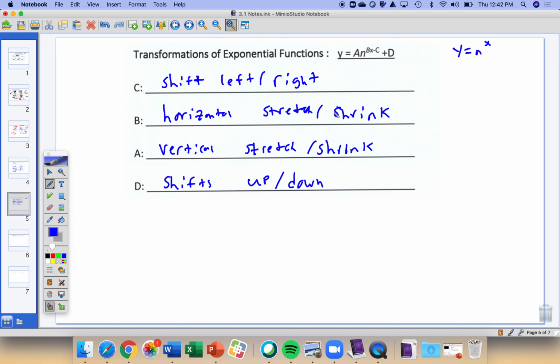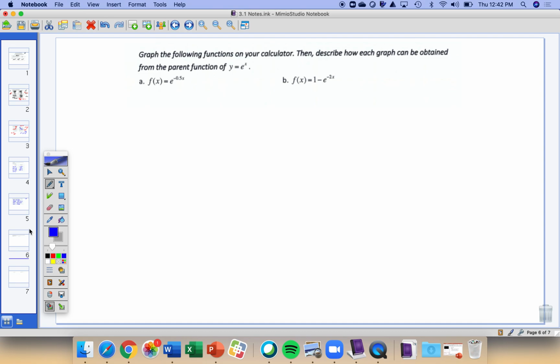So each of these values does something different. And when we're talking about transformations, we talk about it in the order of CBAD. C, B, A, D. So first you do C, then you do B, then you do A, then you do D. CBAD. Let's look at some examples. Here is a function. The parent function we are looking at is this guy. And then this is the transform function. So let's talk about C, B, A, D.